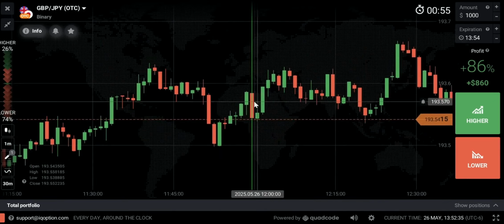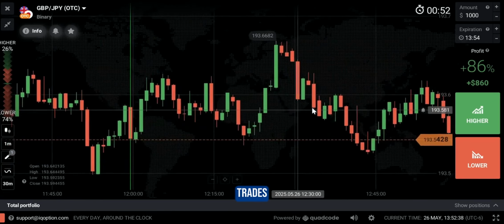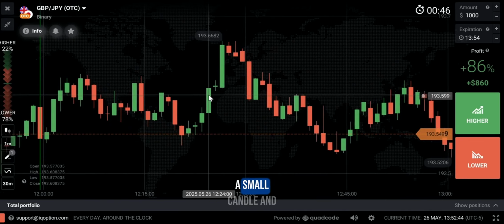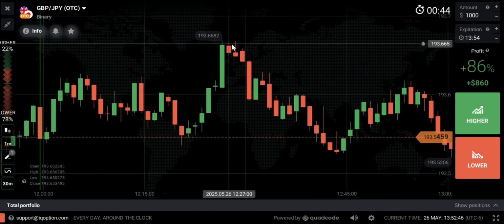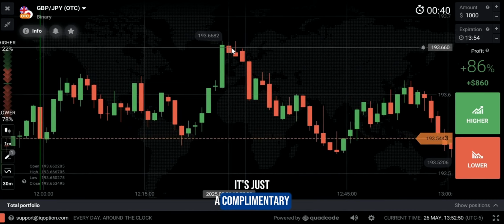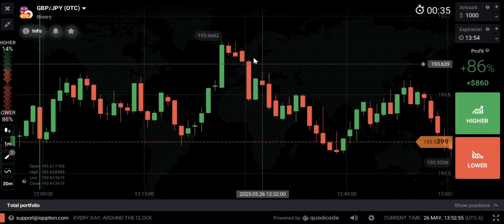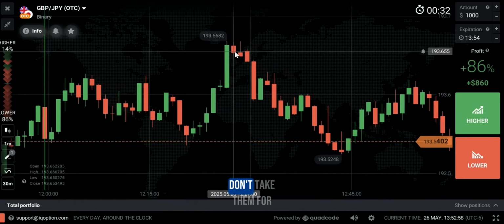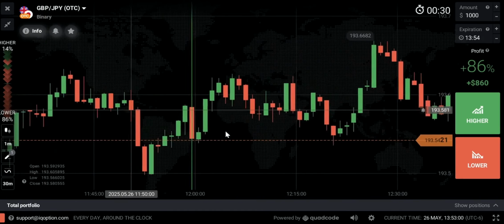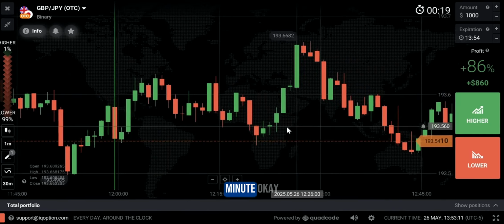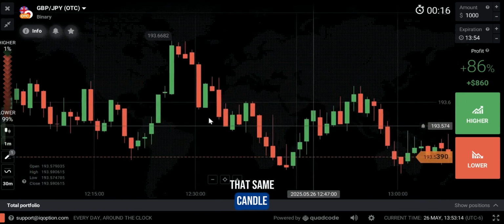Okay, after explaining this pattern, let's look at the trades. Look, here it repeats again. We have a large candle, a small candle, and a large candle. This candle doesn't matter, it's just a complementary candle. You would sell here, okay? Trades should be taken for 1 minute, don't take them for longer periods. Generally in this candle here, which is the one where you'll win, the pattern ends. After that, it starts doing other things, so I recommend only taking them for 1 minute, okay? Finish and win within that same candle.